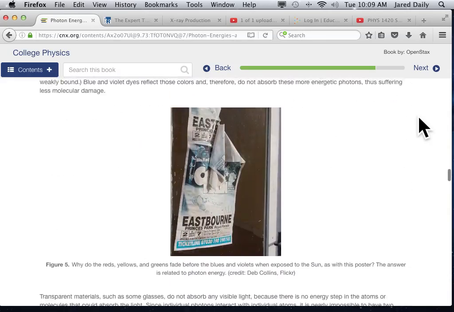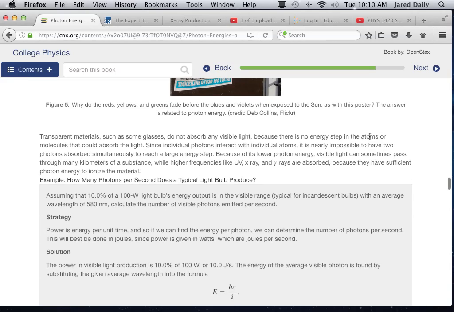And you can actually see it doing this. You can see it breaking down things in paper and ink. Paper and ink are mostly organic molecules. And organic molecules can easily be broken down. They're not very strongly bound together. Organic molecules are very weakly bound together. So pretty easy to break apart.